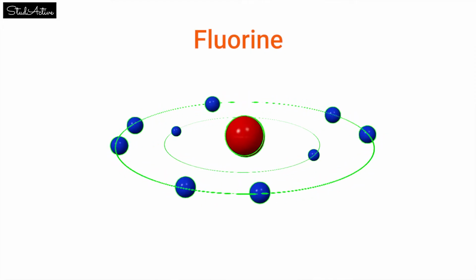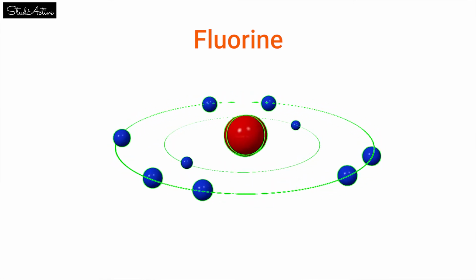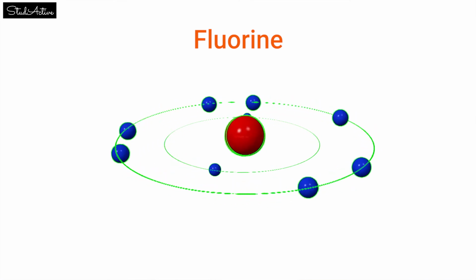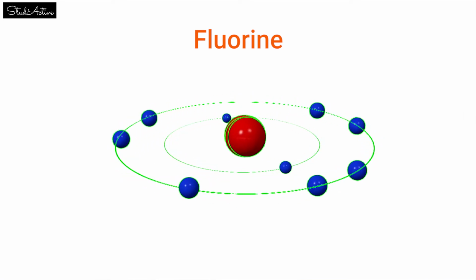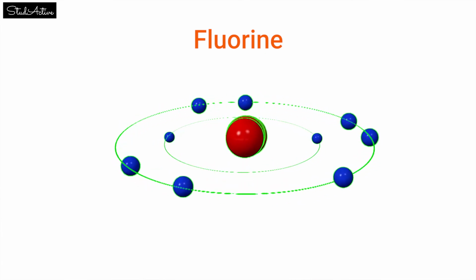Let us see this in the example of fluorine. In fluorine, only the outermost shell, which has 7 electrons, is incomplete. Hence, it is a normal element.